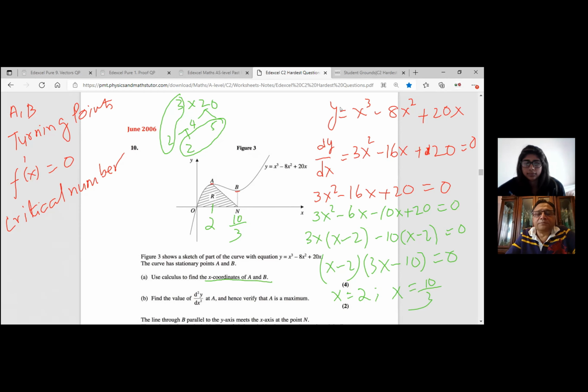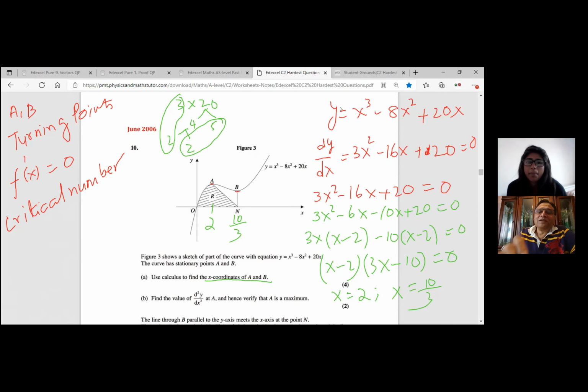Yeah. What is part B? Part B is find the value of the second derivative, d2y over dx squared at A, and hence verify A is a maximum. You get the idea? The second derivative is helping you out, but strictly speaking, you should do it on your own also, if it's not asked in the question.